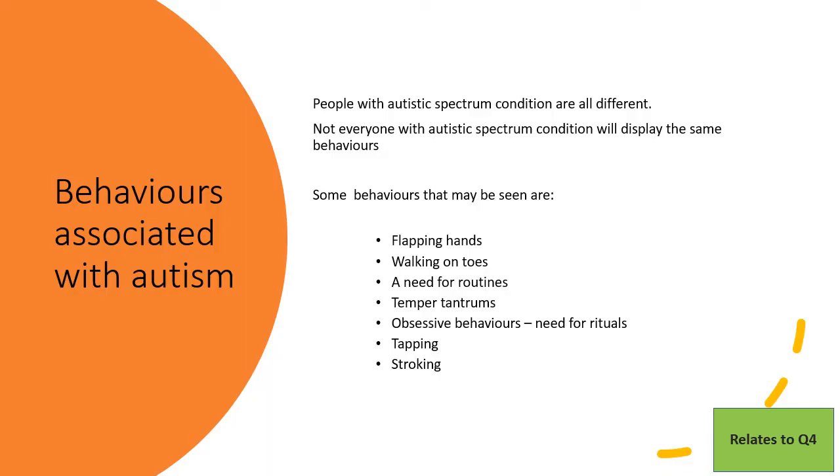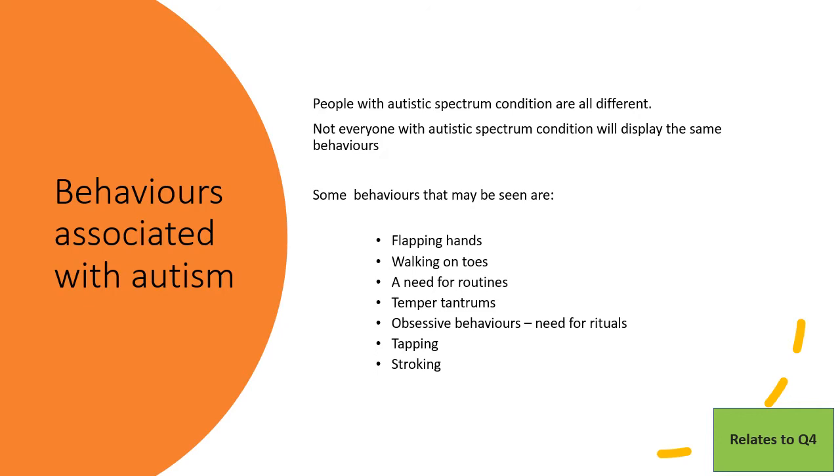We're going to look at slides relating to question number 4, and we're going to look at behaviours associated with autism. So we've already said this previously, but people with autistic spectrum condition are all different. Not everyone with autistic spectrum condition will display the same behaviours. So you'll see some examples here of some of the behaviours that may be seen. So flapping hands, walking on toes, a need for routines, temper tantrums, obsessive behaviours, so the need for rituals, and tapping and stroking. So there's some examples of behaviours.